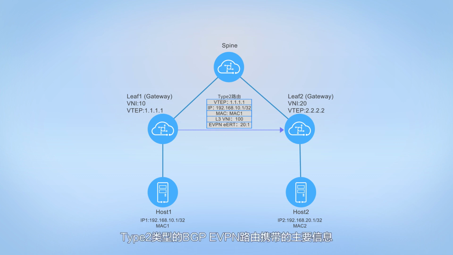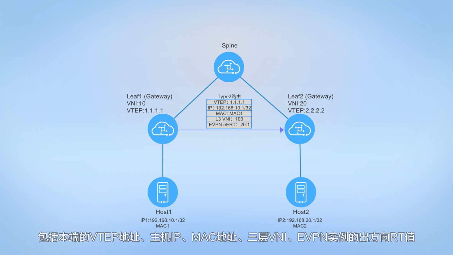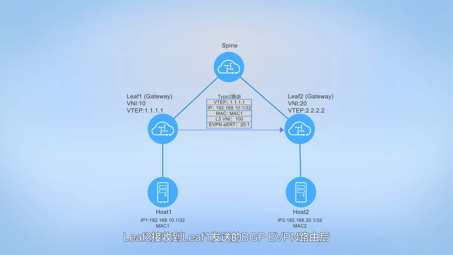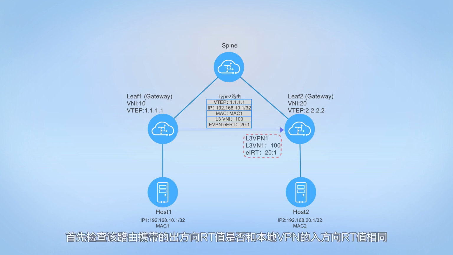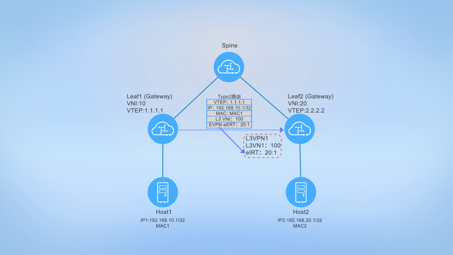Information carried in a Type 2 BGP EVPN route includes the local VTEP address, host IP address, MAC address, layer 3 VNI, and outbound RT value of the EVPN instance. After receiving the BGP EVPN route from leaf 1, leaf 2 checks whether the outbound RT value carried in the route is the same as the inbound RT value of the local VPN. If they're the same, leaf 2 saves the route of host 1 in the VPN routing table based on the host IP address, MAC address, and layer 3 VNI information.